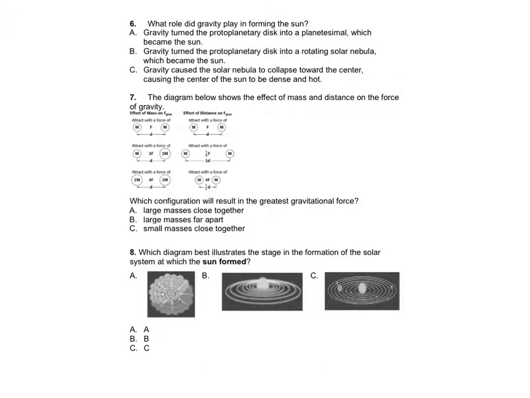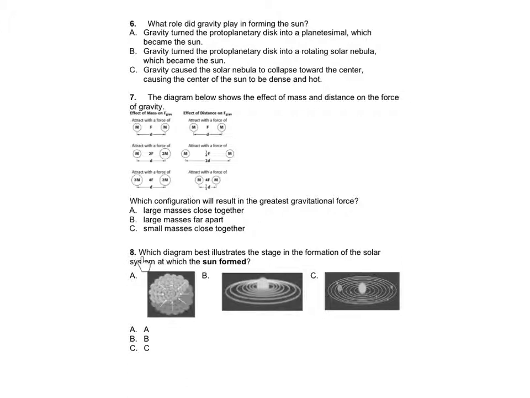Number 7. The diagram below shows the effect of mass and distance on the force of gravity. Which configuration will result in the greatest gravitational force? A, large masses close together. B, large masses far apart. C, small masses close together.